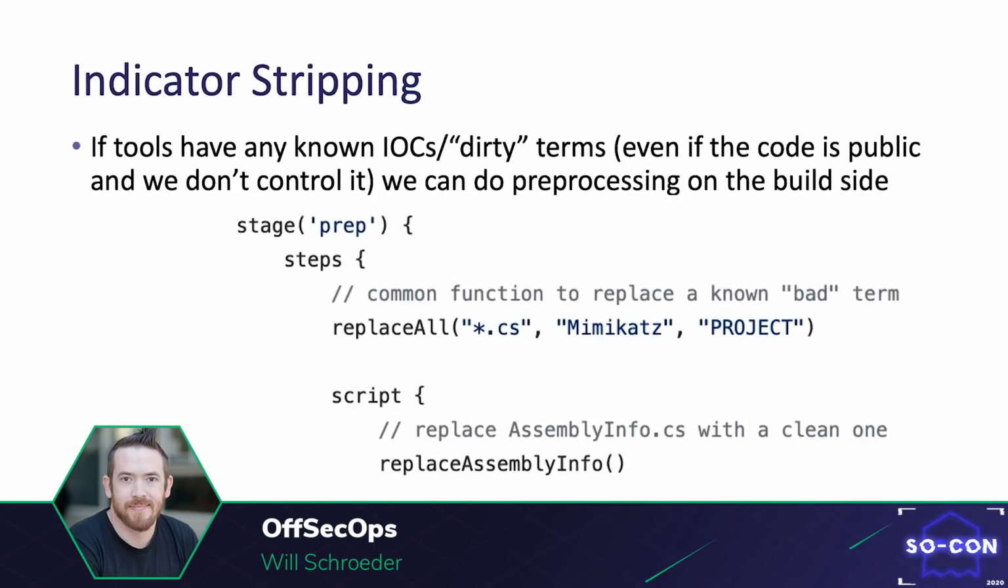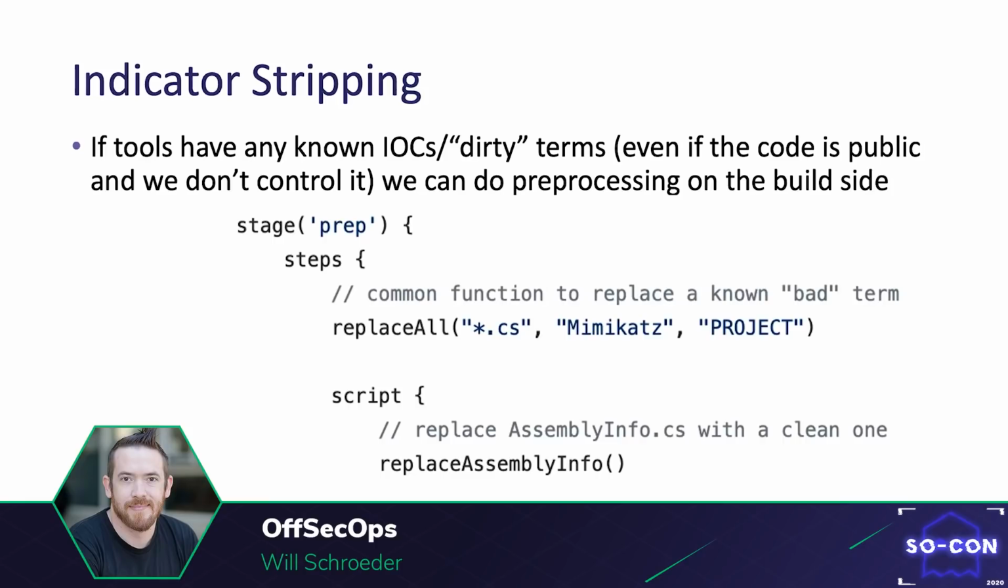Also, this is one of my favorites, indicator stripping. So if any tools that we're using, like public tools, have any known indicators of compromise or dirty terms. Say, some project had harmjoy in the source code when it builds, and say that code is public and you don't have control of it. Your main options would be either to maintain an internal branch, which can get difficult if the project is being updated periodically, or you can do that type of pre-build processing on the build side.